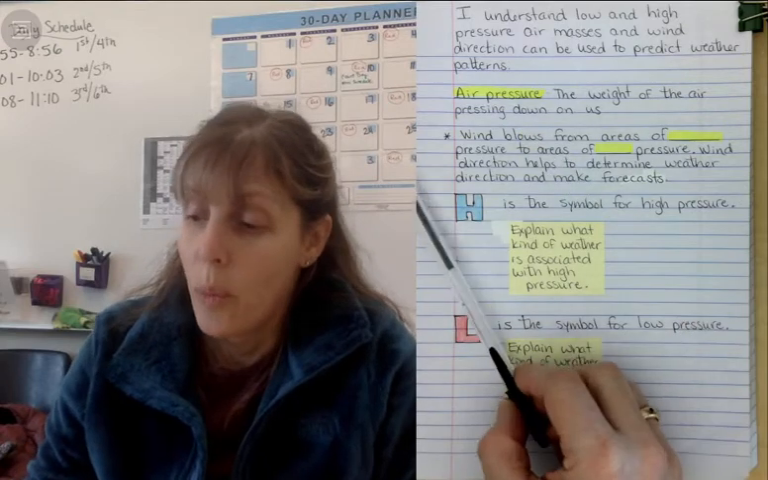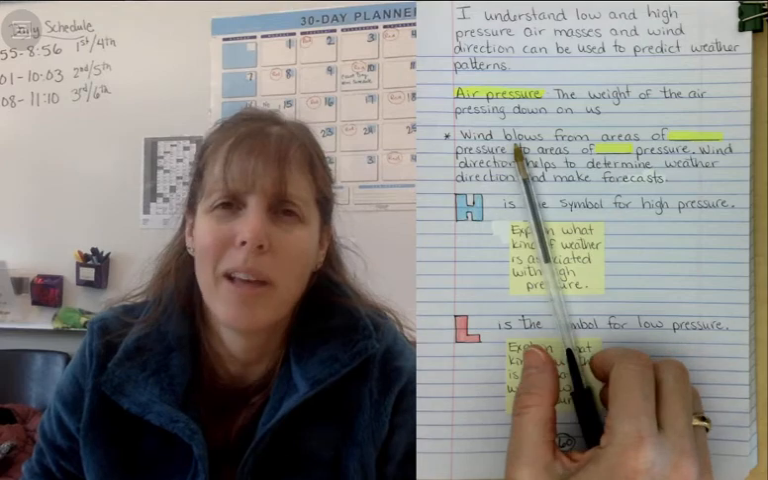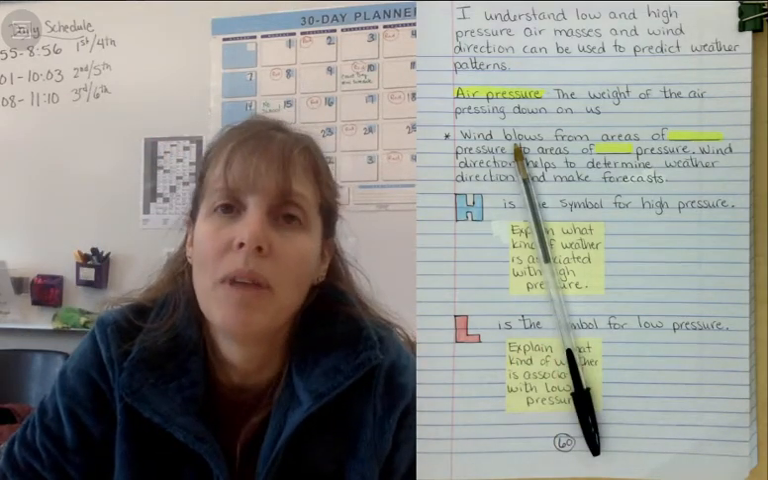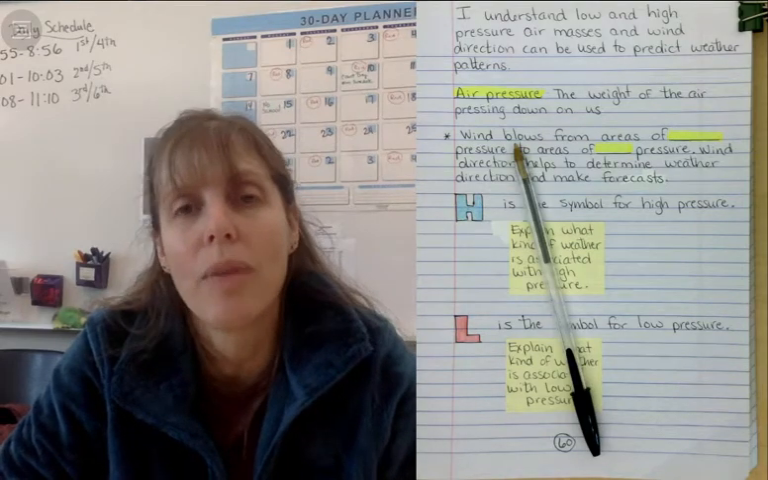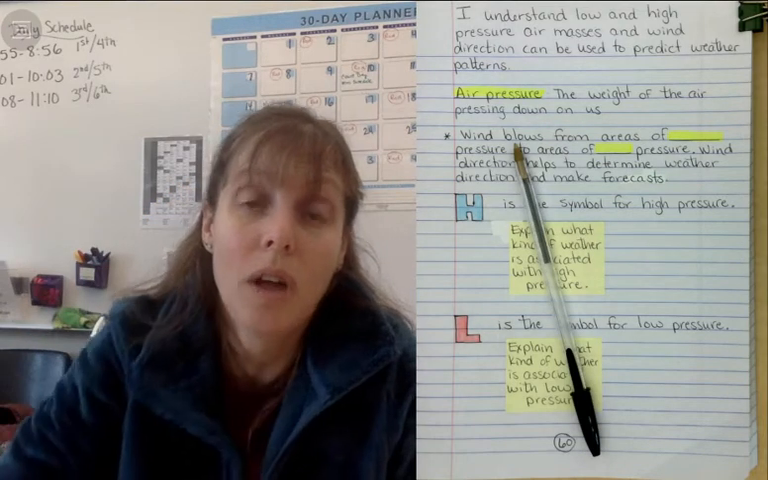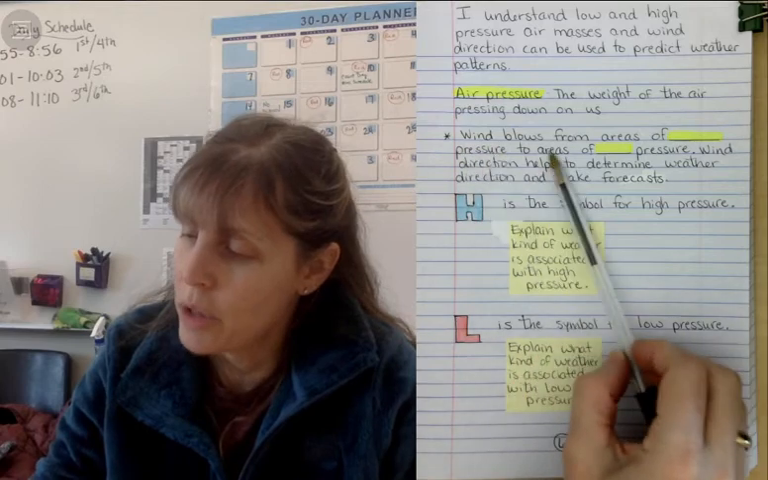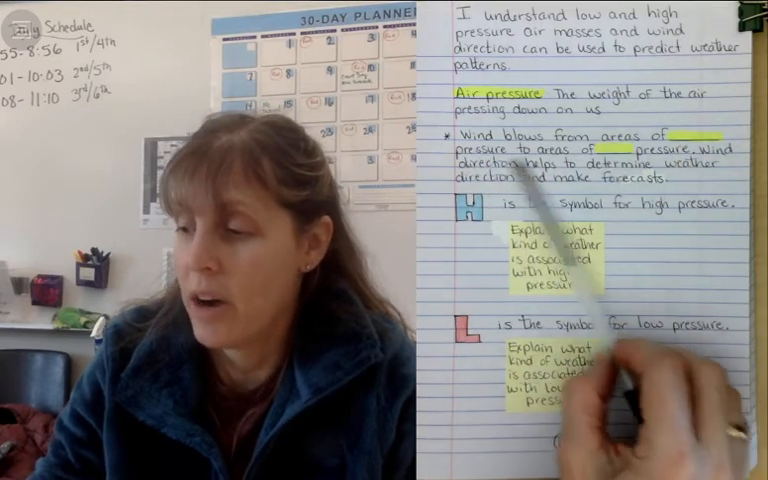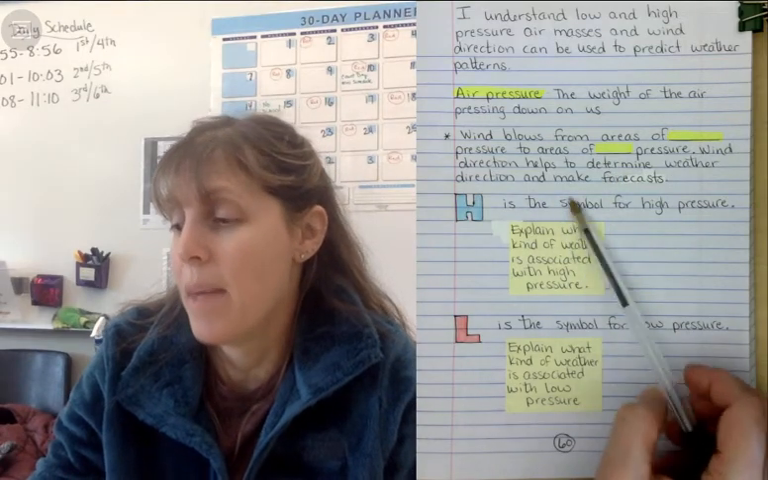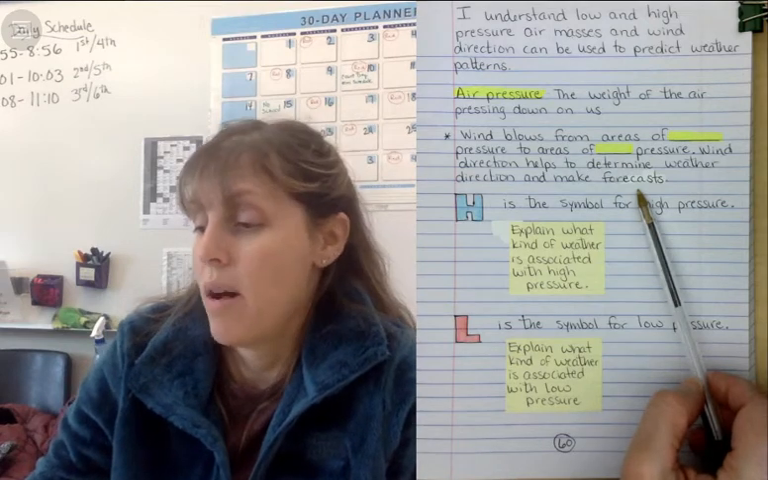So what we have to do is know which direction the wind is blowing. You can't just go outside and say there's a storm coming from that way. You would have to know the storm is moving from west to east. So if you're east and there's a storm coming, you know where it's going because you know it's going with the direction of the wind. Wind blows from areas of high pressure to areas of low pressure. Wind direction helps determine weather direction and make forecasts. So that means we can plan for what's coming.